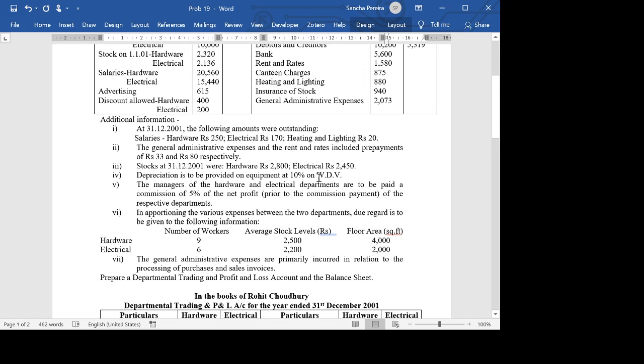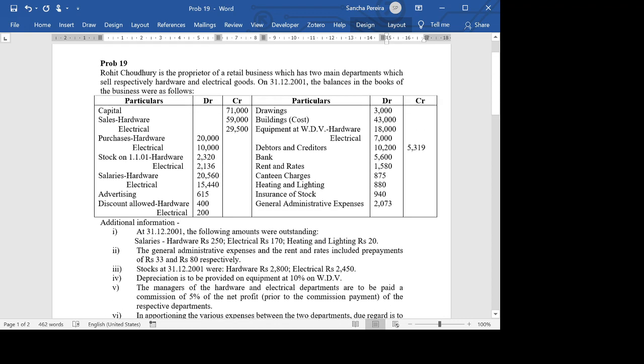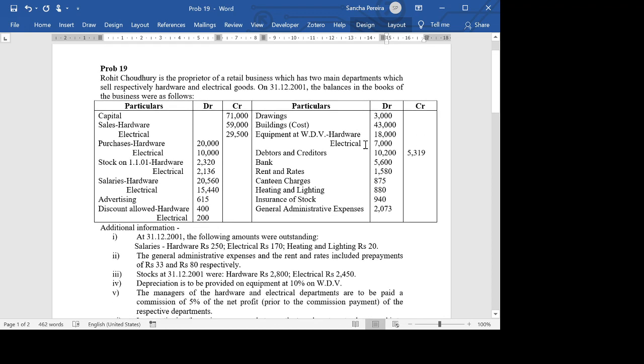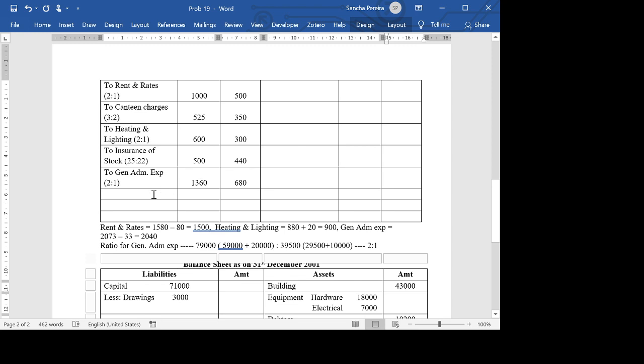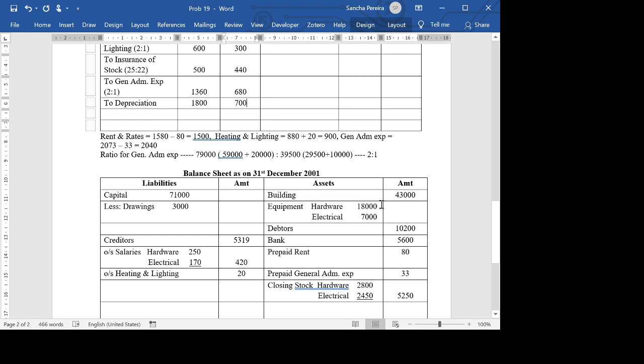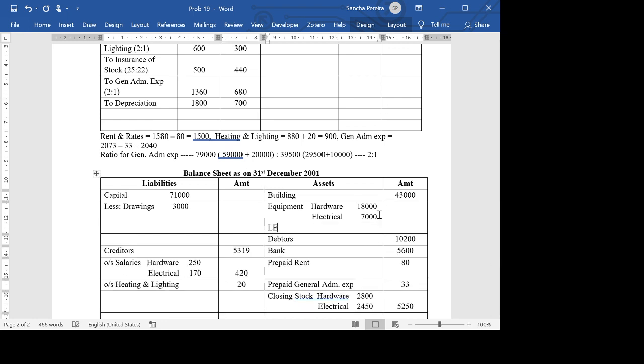Depreciation is to be provided on equipment at 10% on WDV. So both the departments have their respective equipment. So for both, we will have to calculate 10%. Here for hardware 1,800, electrical it will be 700. So to depreciation 1,800 and 700. Similarly, we need to show depreciation in the balance sheet. So I will just say less depreciation and put both the amounts together. Okay, so 1,800 plus 700, which will be 2,500.